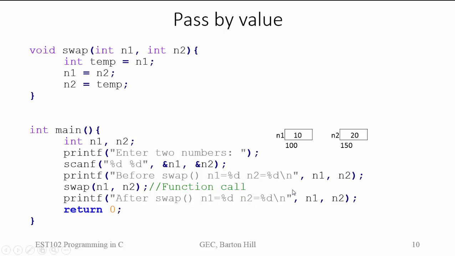Once the main function is completed, this memory will be destroyed as well. So this is pass by value. We pass the value, and any changes made in the formal argument do not affect the actual arguments.